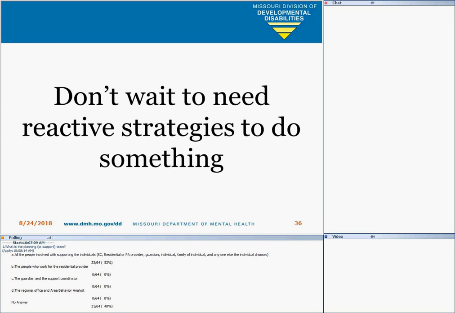Don't wait until you need reactive strategies to do something. That's the real underlying message to all of this. We're trying to set up best practices for everyone to understand that there are things you have to do when you are experiencing reactive strategies, but it's best if you can prevent reactive strategies, and that's done through really thorough, person-centered, positive planning and making sure that everyone's implementing those positive preventative strategies ahead of time.